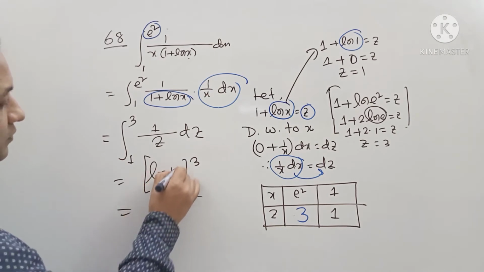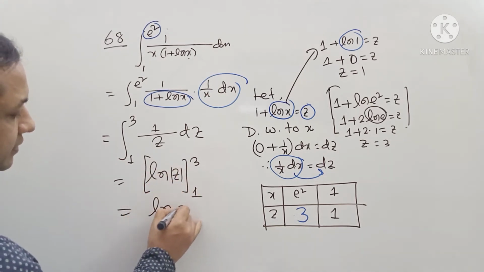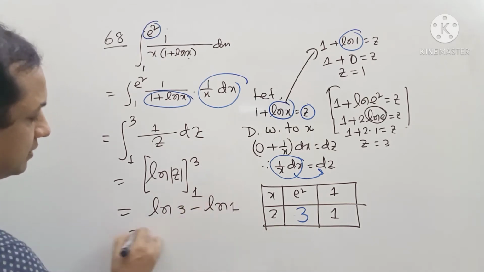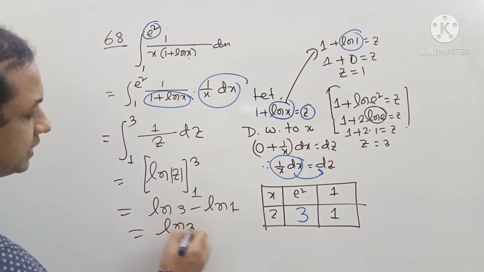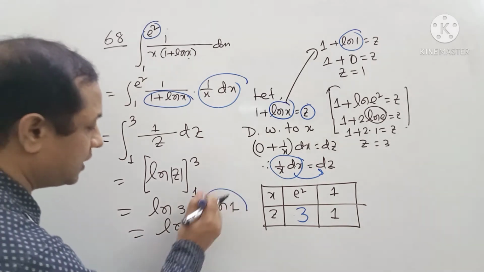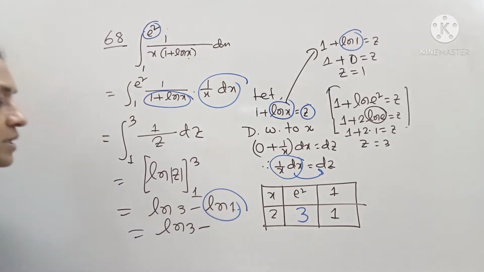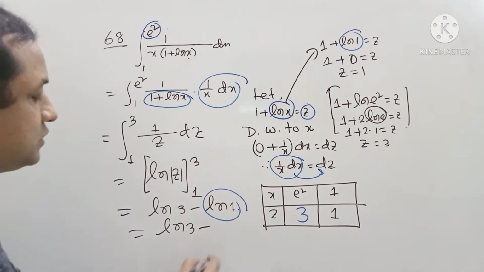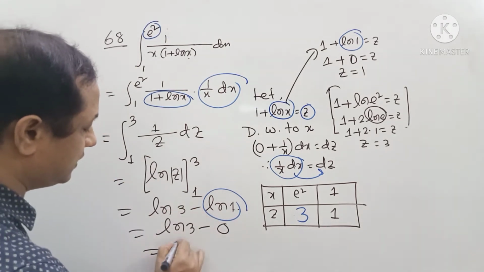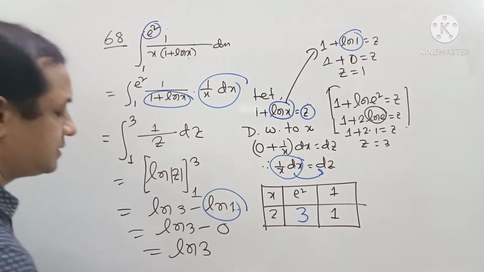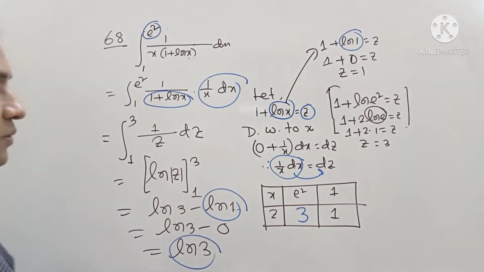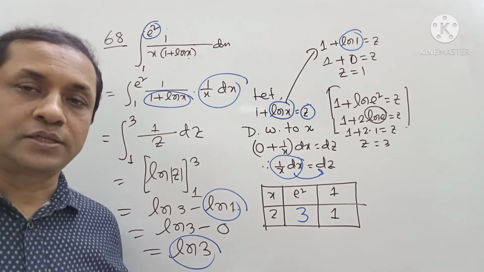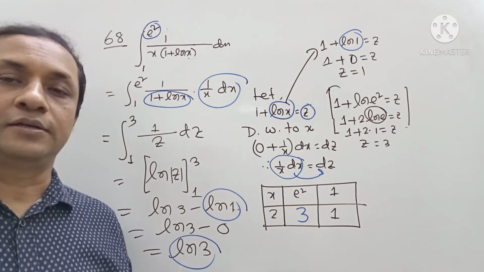Now putting the values, ln 3 minus the lower limit, which is ln 1. Student, what is the value of ln 1? We know that ln 1 equals 0. So the value of this is ln 3. So the result will be ln 3. I hope that, student, you are clear.